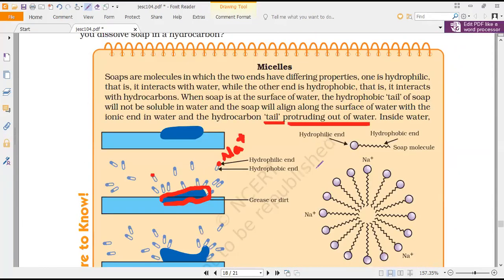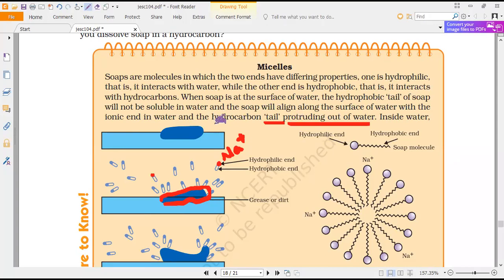Now here, one more new word you are getting. What is the new word you found in the chapter? Anybody can tell me in this paragraph? Protruding means sticking out or projecting out of water. Please all of you remember that. Protruding out of water means it is going away from the repulsion of water. Protruding means sticking out or projecting out.